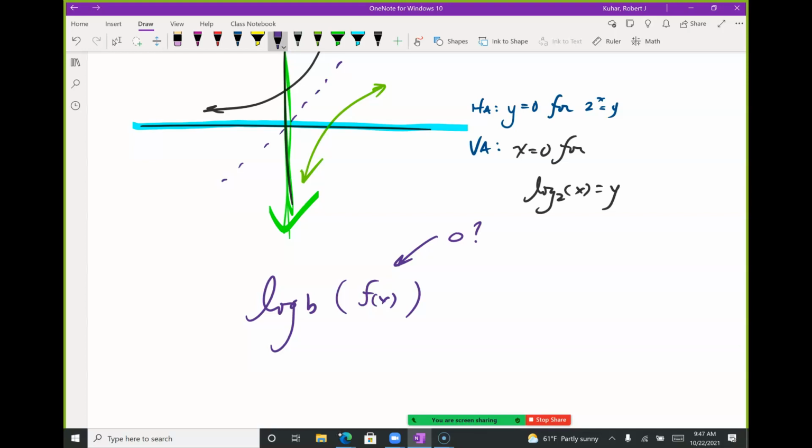Because anything to an exponent can't equal 0. Brilliant.